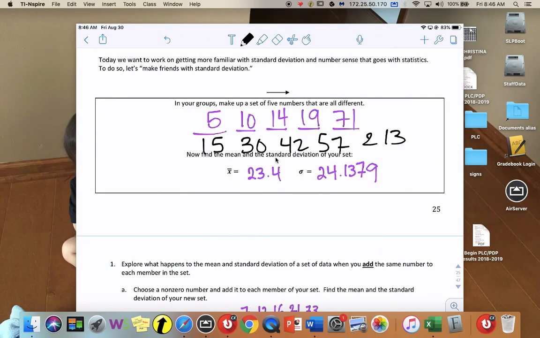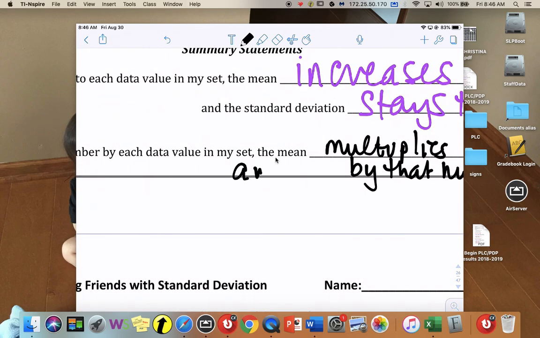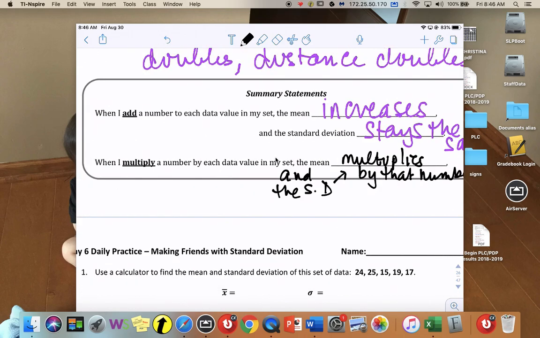All right, so we need to edit this right here. When I multiply, the average and the standard deviation, SD, they are multiplied by that number as well.